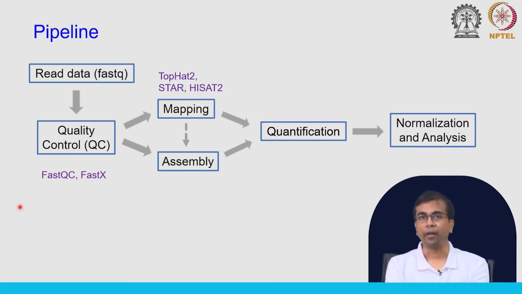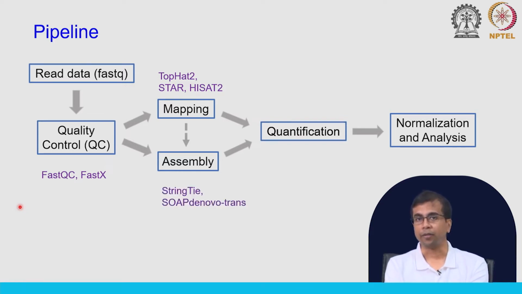Then we have the mapping tools for RNA-seq data, right. As you see, these are different, right. We have TopHat or TopHat2, STAR or HISAT and HISAT2. Okay. I will briefly mention these mapping tools today. We will talk about the algorithms of one of the tools in this class.